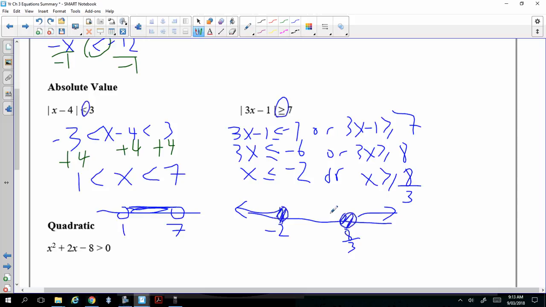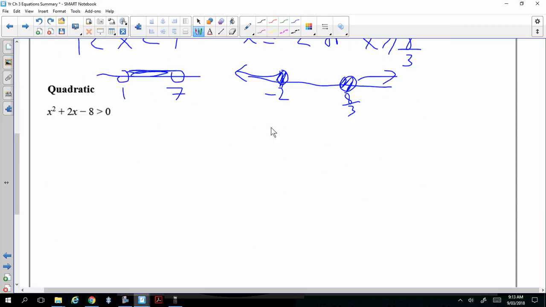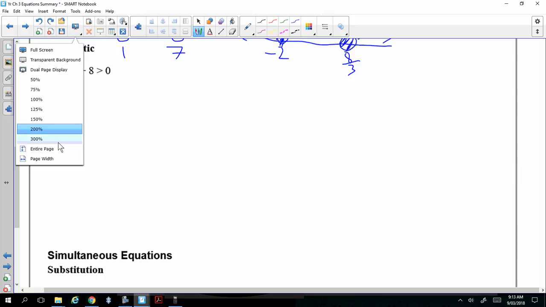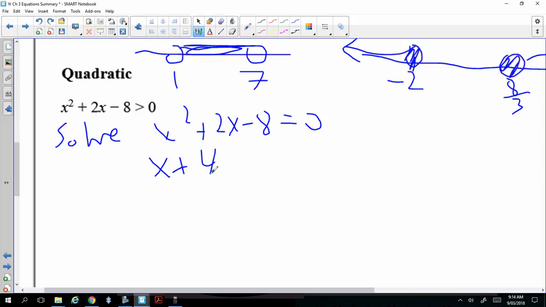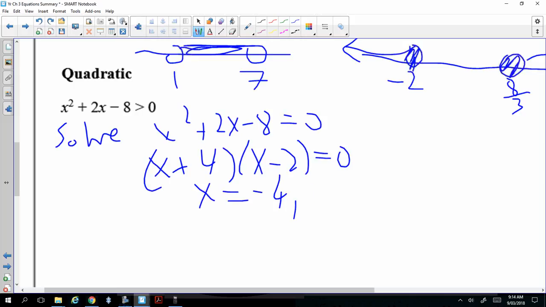Quadratic. What do we do if it's quadratic? Well, the procedure is to first solve this equation. Solve it as if it's an equal sign, which you'll get x plus 4, x minus 2, which is x is negative 4 and 2. So you get these numbers, but the numbers only give you 2 points on the number line. It doesn't give you the answer yet.